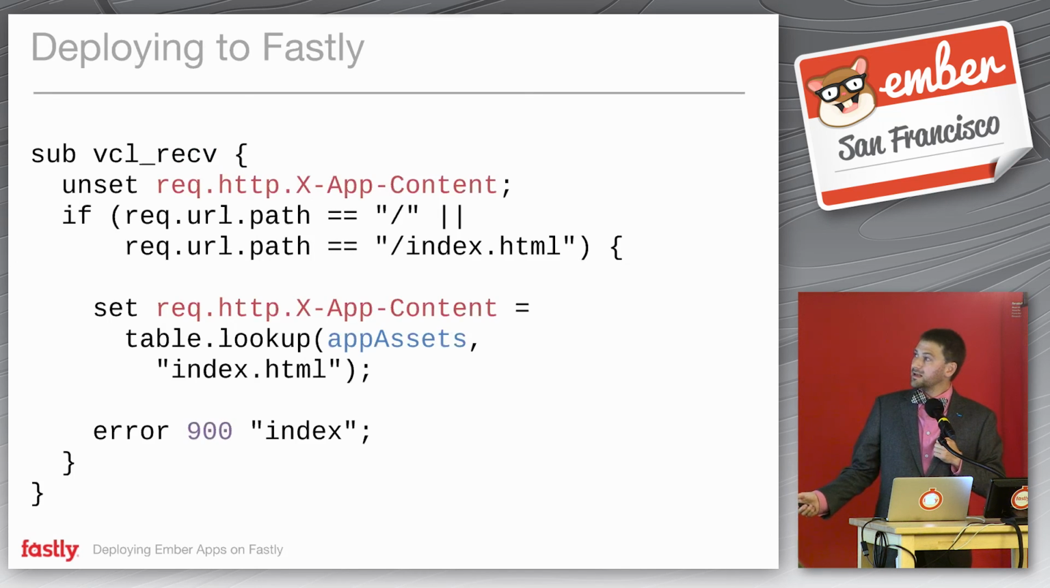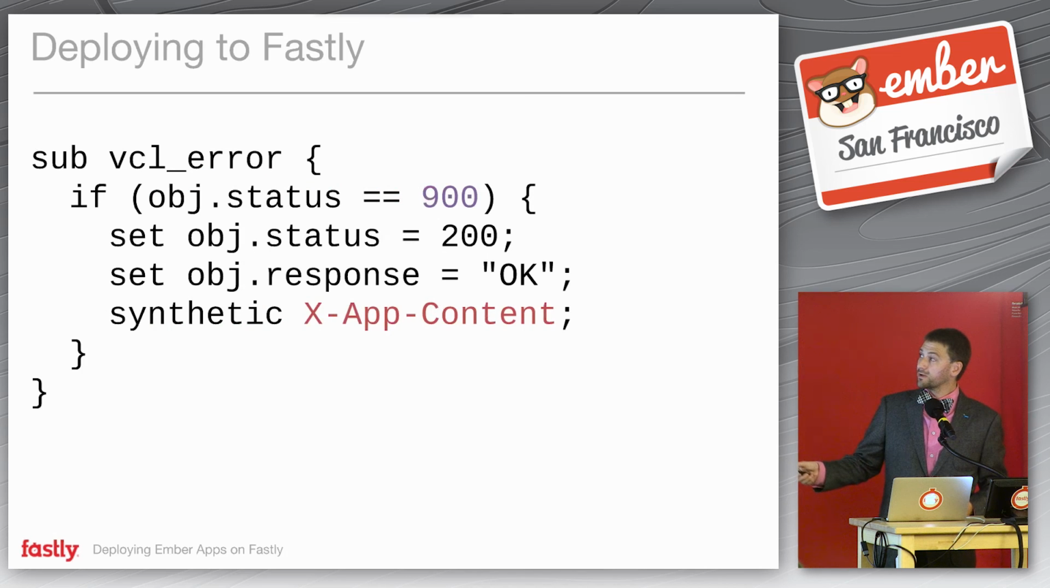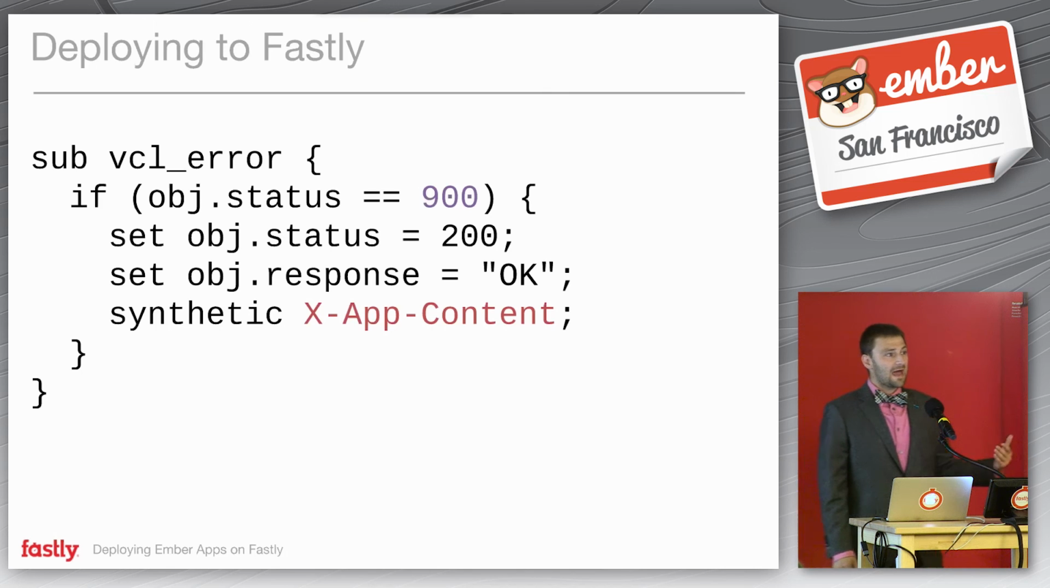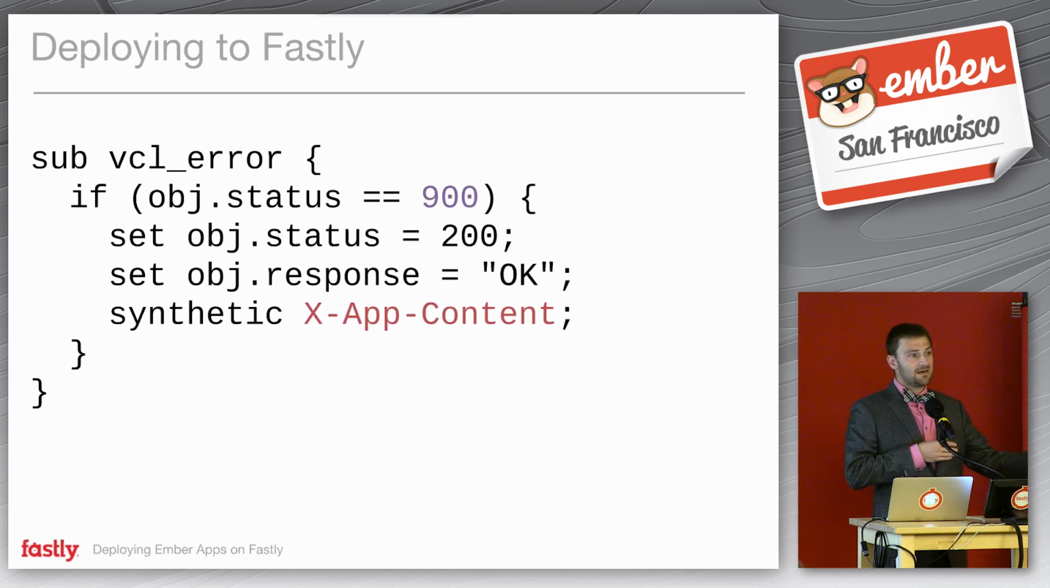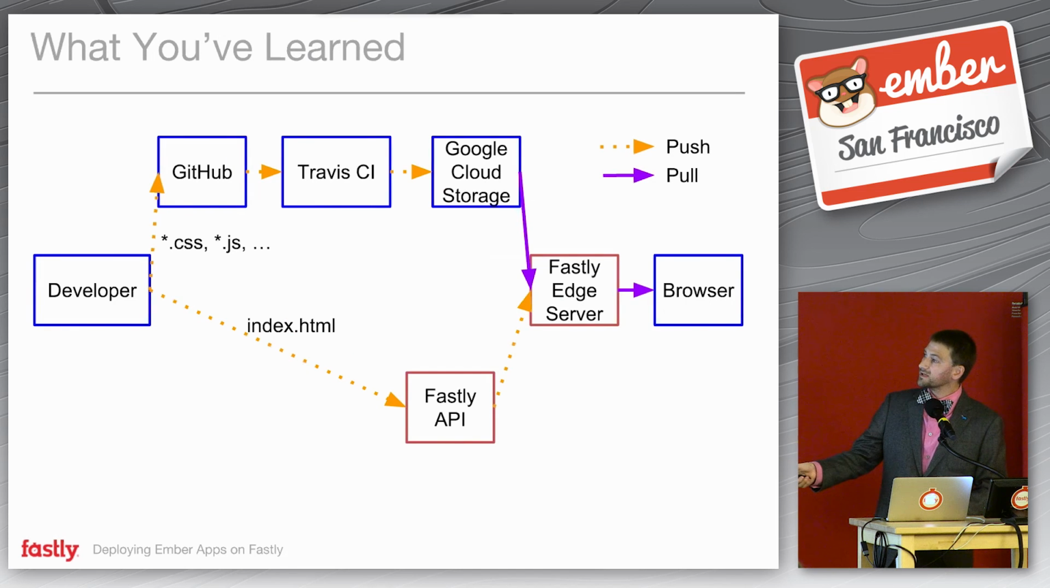And then in our receive, if we have asked for index.html, then we're going to look up the content and throw a 900 error, like you do for a synthetic. And then in error, we'll catch that 900, replace it with a 200, and serve the index.html content. So now we have content that's easy to upload, easy to update. It serves incredibly fast directly from memory worldwide. And it looks like this.